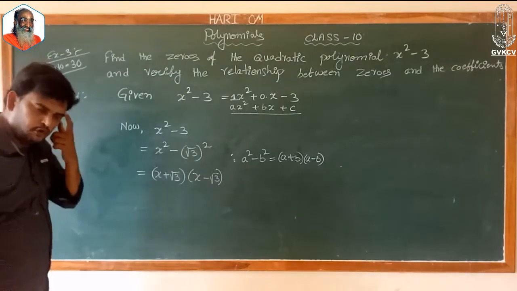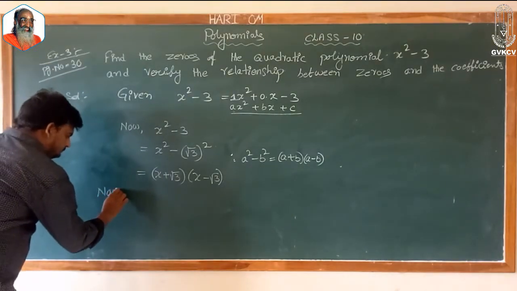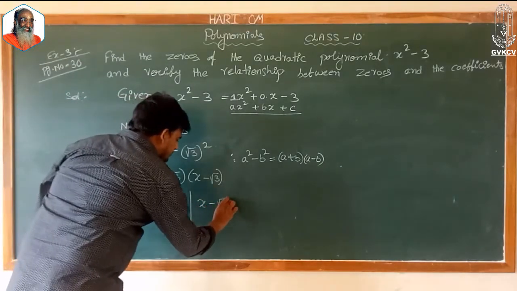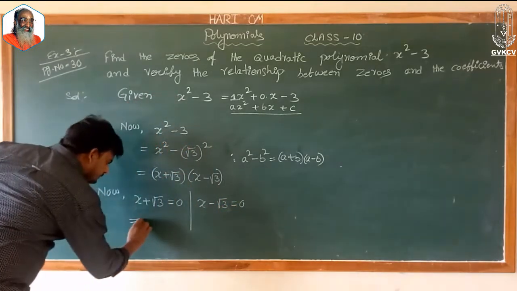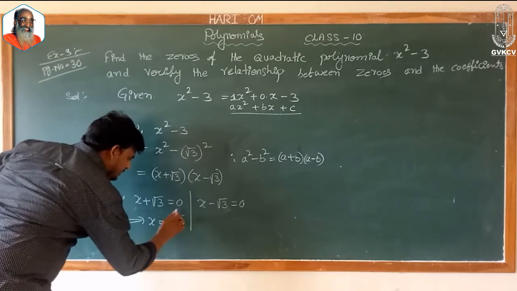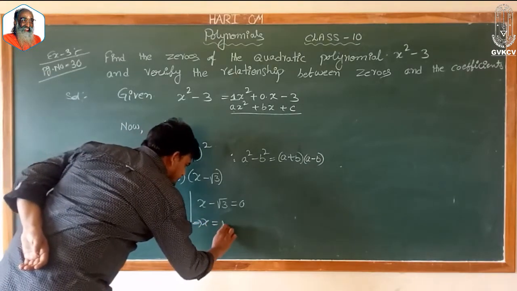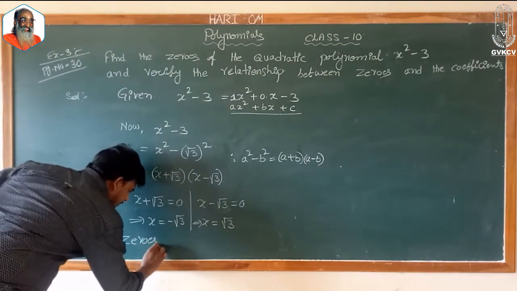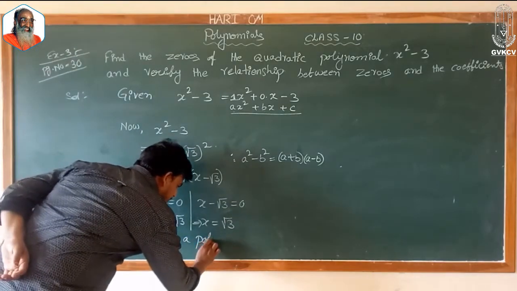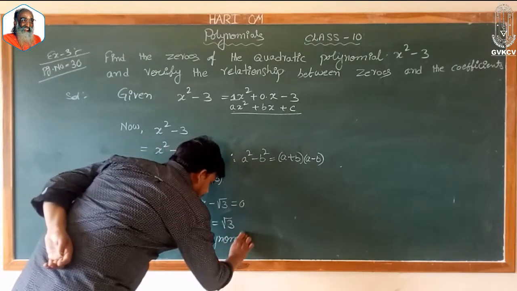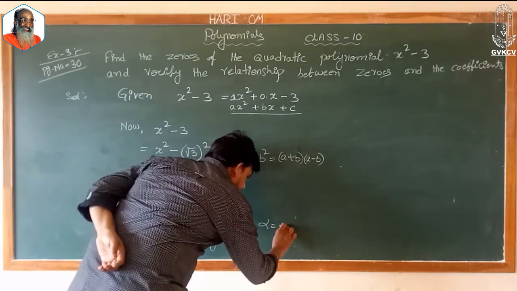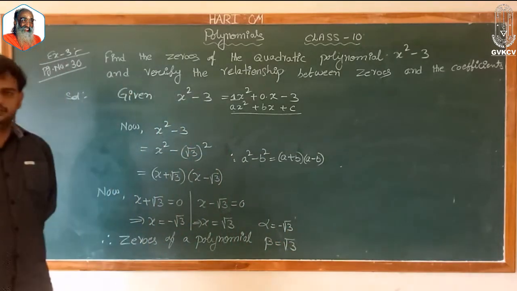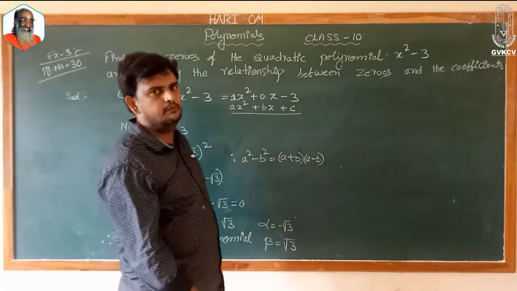Now we can go for the zeros of the polynomial. x plus root 3 is equal to 0, x minus root 3 is equal to 0. That implies x is equal to minus root 3, and here x is equal to plus root 3. Therefore, the zeros of the polynomial are alpha equal to minus root 3 and beta equal to plus root 3. Now I have two zeros of the polynomial.